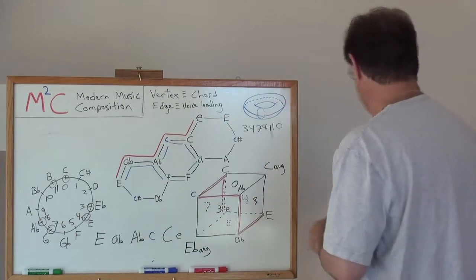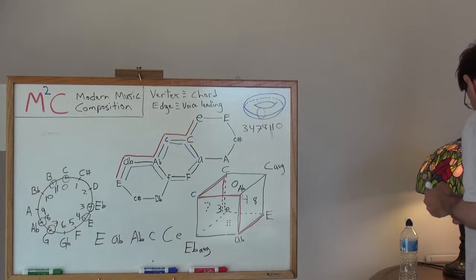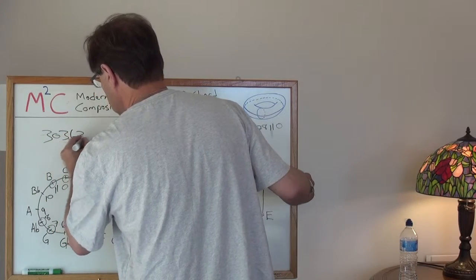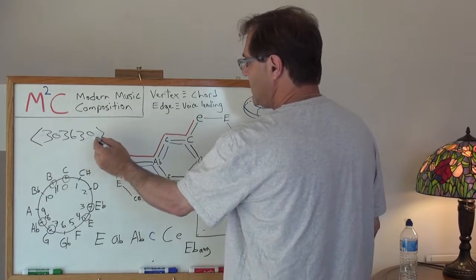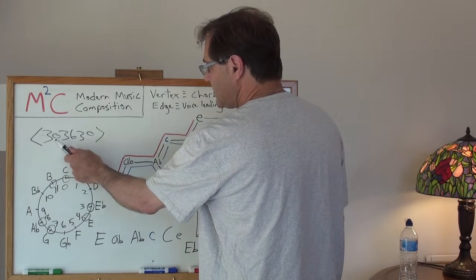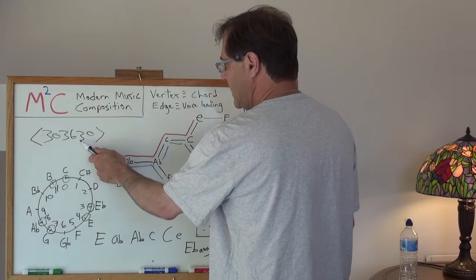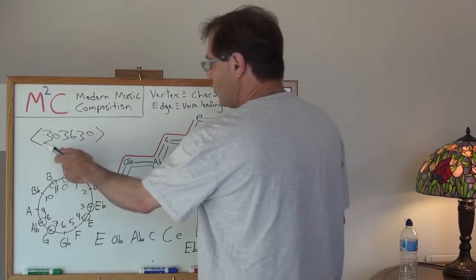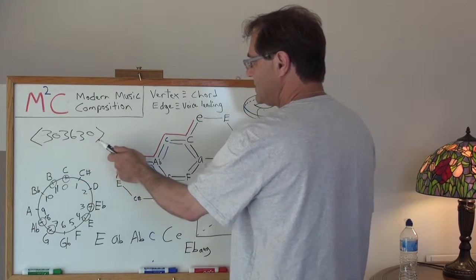In fact, let me look up that set class. I've got it over here somewhere on my set class table. That's its set class, 303630. So remember, this is a minor second, minor third, major third, this is a perfect fourth, and this is your tritone. So 1 semitone, 2 semitone, 3 semitone, 4 semitone, 5, and 6.